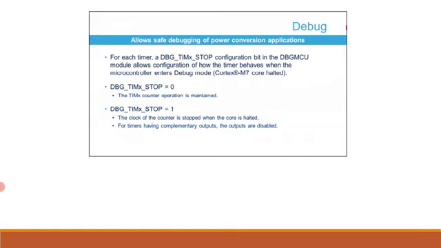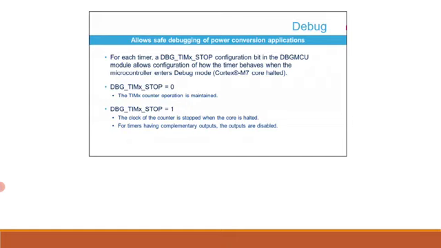So the timer state in debug mode can be configured with 1 configuration bit per timer. If the debug bit is reset, the timer clock is maintained during a breakpoint. If the debug bit is set, the timer's counter is stopped as soon as the core is halted. I repeat, if the debug bit is reset, the timer clock is maintained during a breakpoint. If it is set, the timer's counter is stopped as soon as the core is halted.